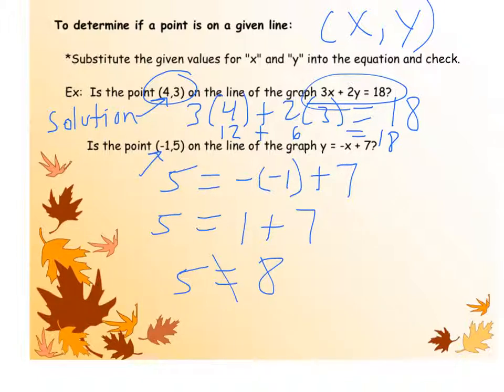And here we have the opposite case where we see that that point, if we're talking in relation to this equation right here, is not a solution. That point is not on that line. Okay? That's how we'd go about checking if a point is a solution to a given line.